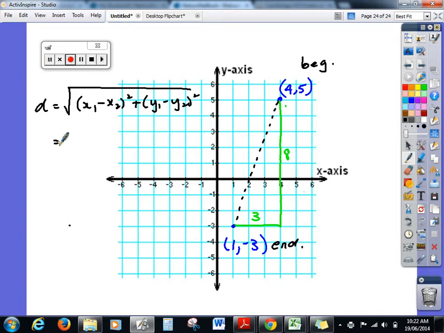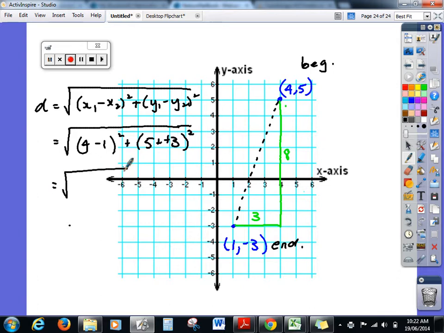So, let's do it. Subtracting the x's first, it's 4 minus 1 squared plus, it is a plus in there, it is not a minus. One of the most common mistakes is to make it a minus. And then 5 minus -3, and this becomes a plus in a few moments. So the double negative here, you will now change to a positive, so this becomes the square root of 3 squared plus 8 squared.